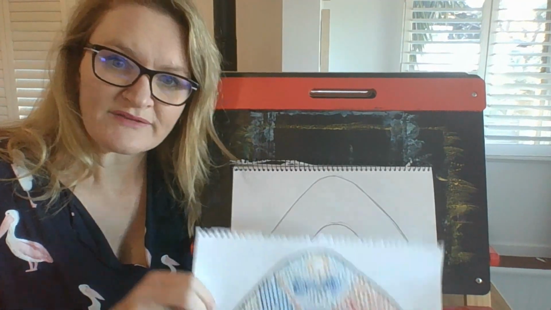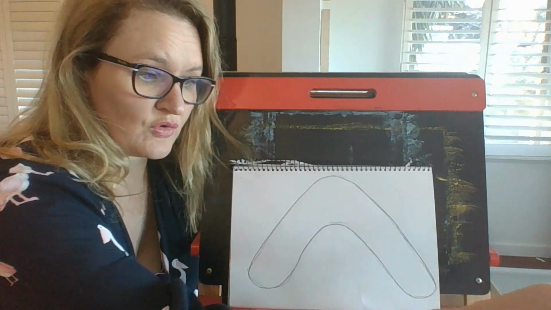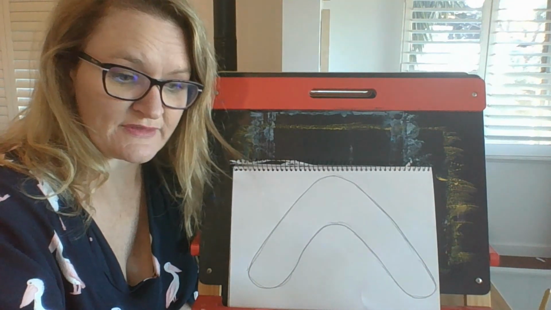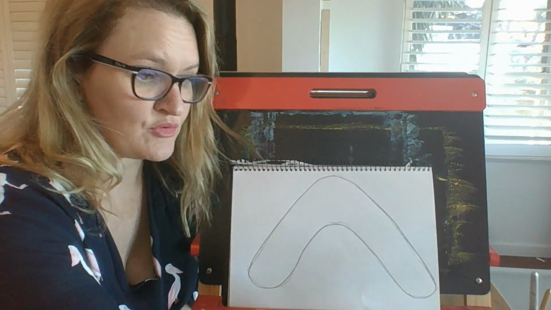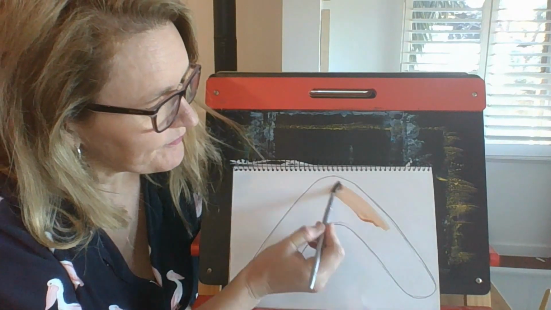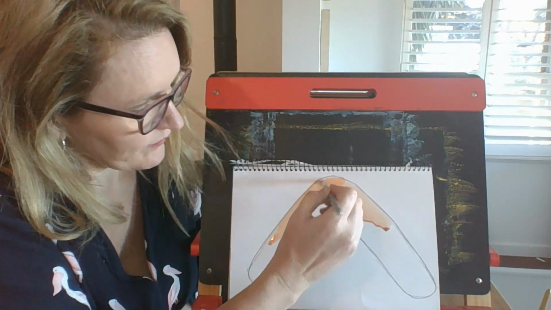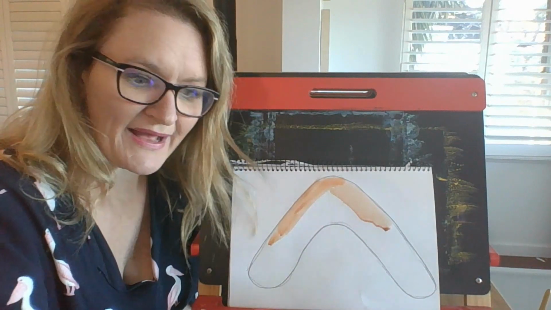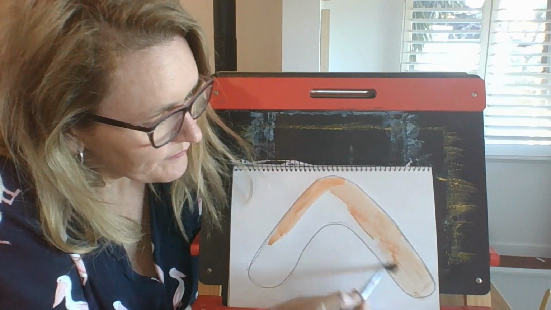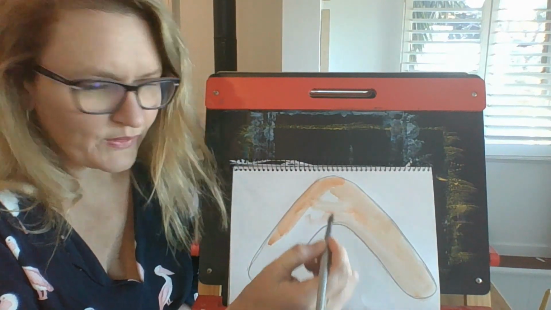Now, I didn't do it on this one, but if you wanted to, you can paint the background of your boomerang a nice colour. I'm going to choose the mustard colour and give my boomerang a bit of a background this time. I didn't do it last time. And I'm not going to do it too dark because I want my colours to pop when I put them on. And we also want it to dry quite quick.